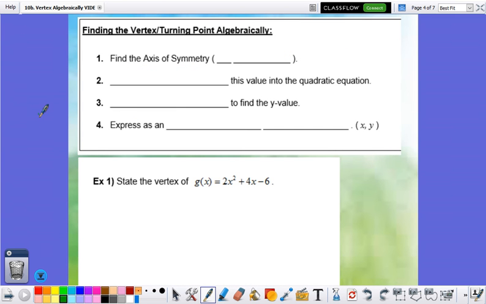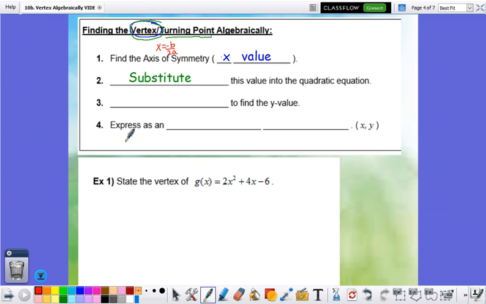Today's goal is to further what we started today in class. We have to find the vertex or the turning point algebraically. So to find the vertex or turning point, we still need the axis of symmetry. The axis of symmetry is always going to slice the parabola in half, and our turning point is on it. So first, we need to get this axis of symmetry so that we can get the x value that we need. Remember, x equals negative b over 2a is used to get this x value.